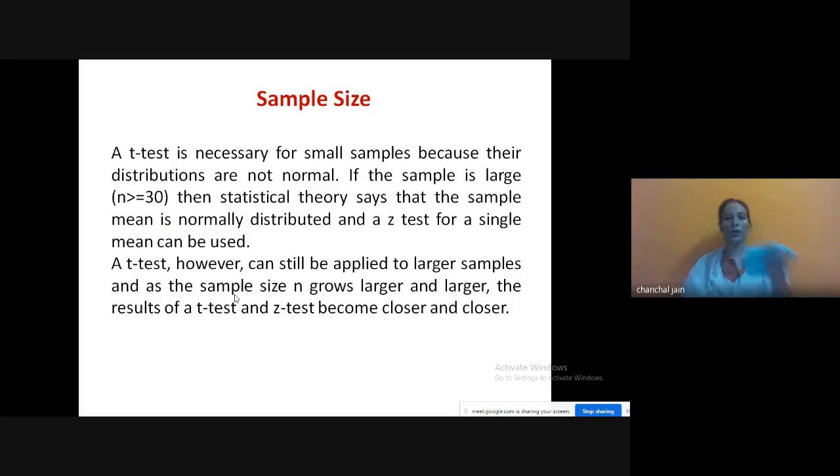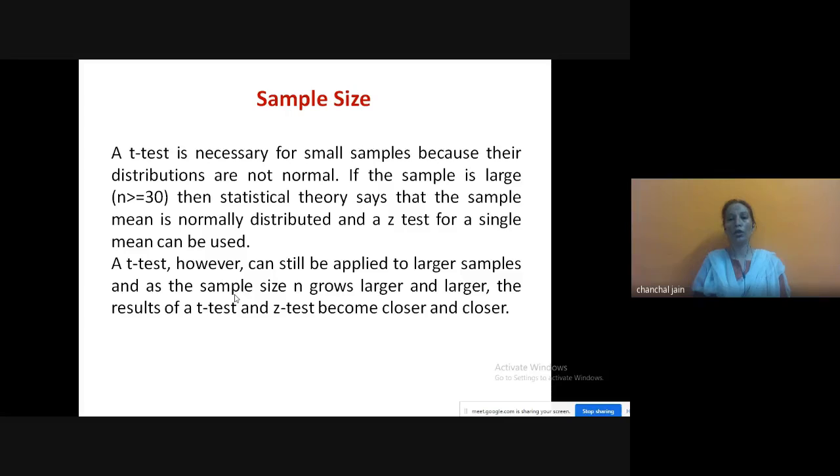Next, when we are talking about the sample size for the t-test, as we have studied in our MBAs or in some other subjects, generally we apply the t-test when the sample size is less than 30. When the sample size is greater than or equal to 30, we go for the z-test.